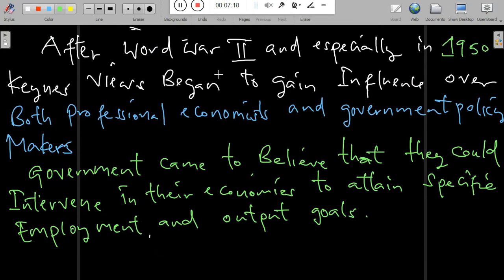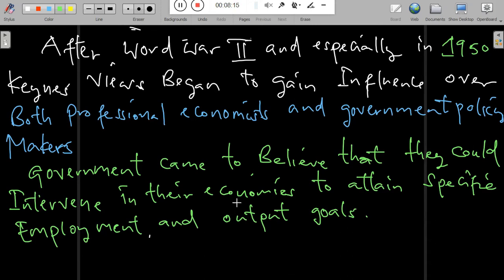For that reason, after World War II, and especially in the 1950s, Keynes' views began to gain influence over both professional economists and government policy makers. Governments came to believe that they could intervene in the economy to attain specific employment and output goals. So Keynes' work started to get inserted in the minds of many people.